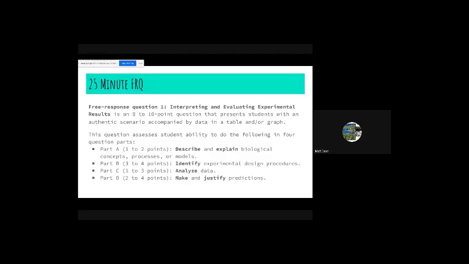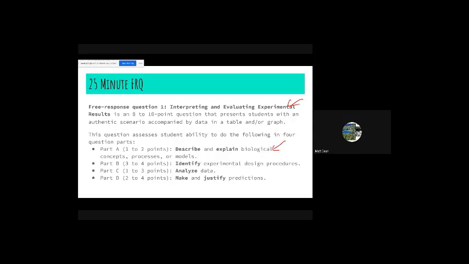As far as the FRQs, the first FRQ is going to be in this format. It's going to be interpreting and evaluating experimental results. So they're going to give you some type of data, maybe a table, maybe a graph, maybe both. There'll be some kind of prompt that goes with it, and then they're going to ask you to do the following things with that information.